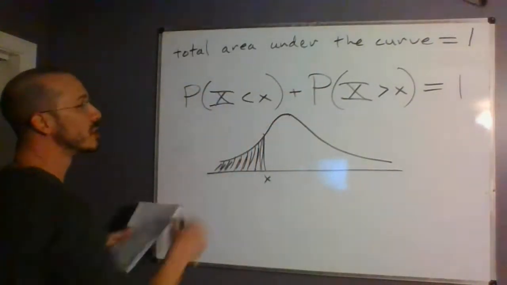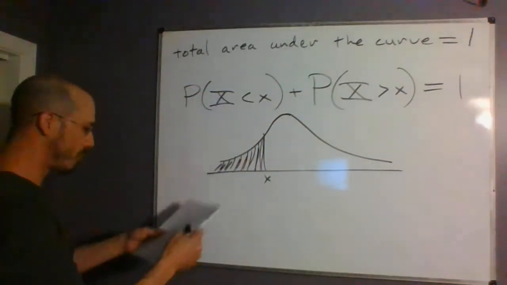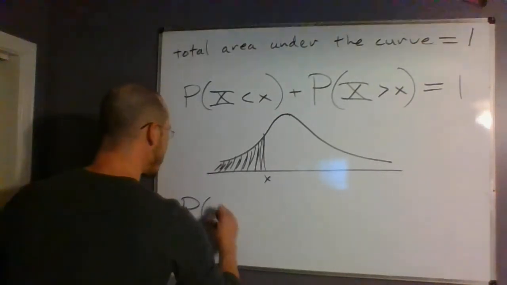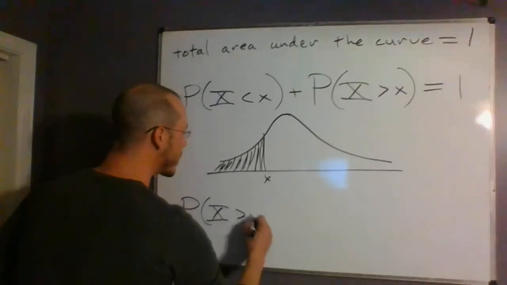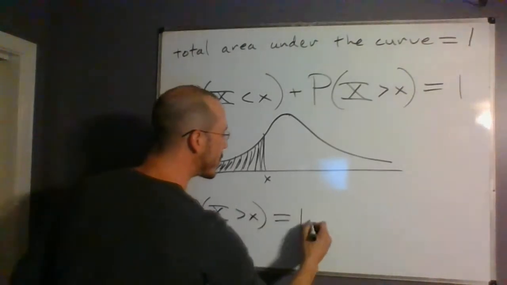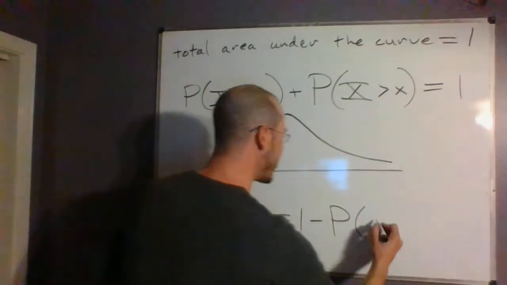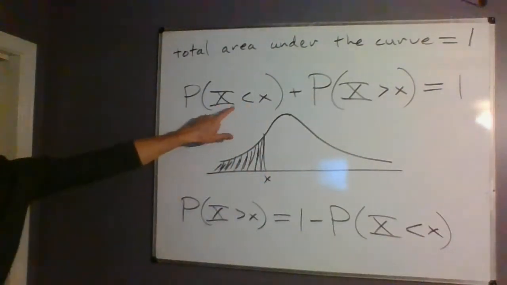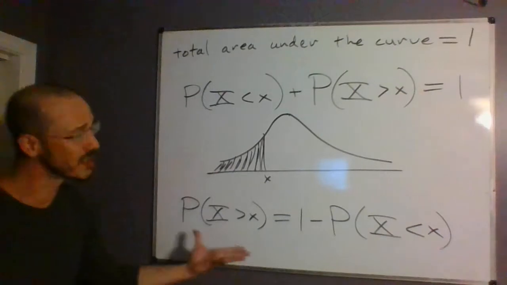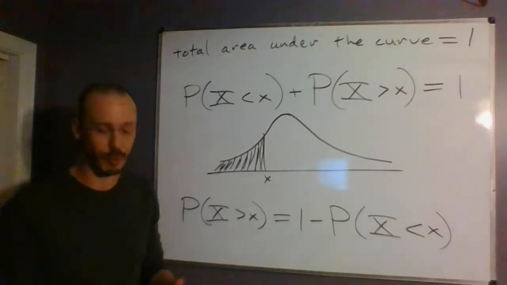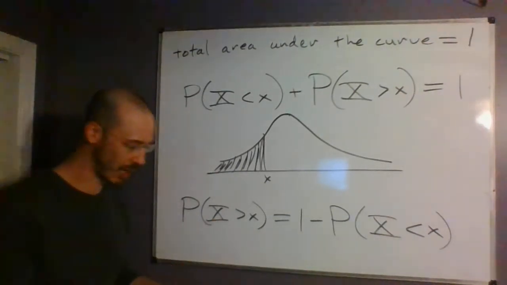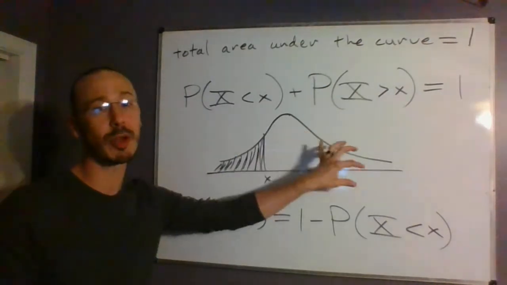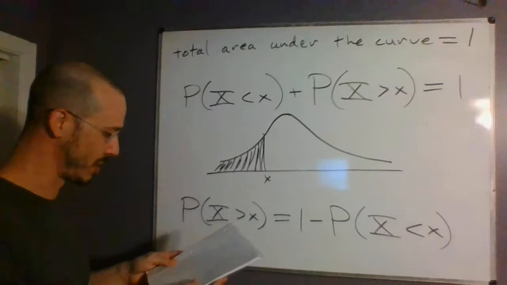This equation can be rearranged to give the probability that x is greater than x is equal to 1 minus the probability that x is less than x. So I'm just subtracting this from both sides here, really. But this is the complement rule, or the formula for the probability of a complement. And you can see how these two regions, the shaded region and the white region, complement each other in the sense of probability.